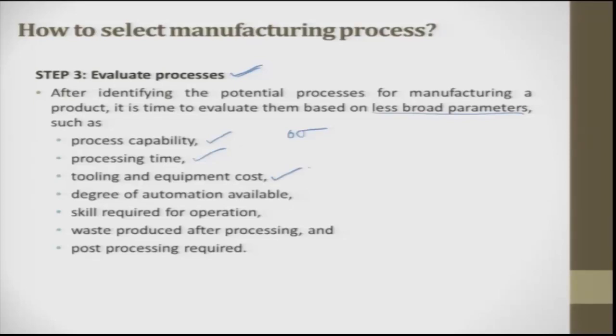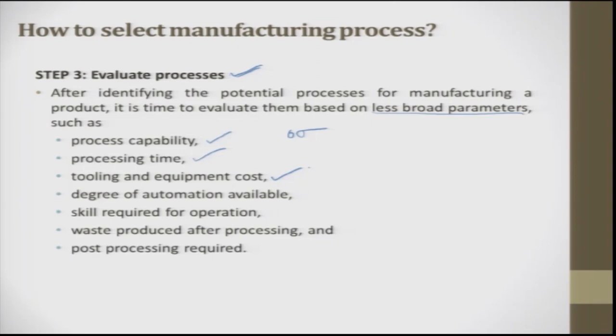Next, the tooling and the equipment cost. If it is very expensive and the volume is very less, naturally the investment you made divided by the number of parts you produce makes the unit price exorbitant. For example, in IC chip manufacturing, the investment in the process is extremely high, but the volume they produce is very high. So when you divide the investment by the number of parts produced, the cost goes down.